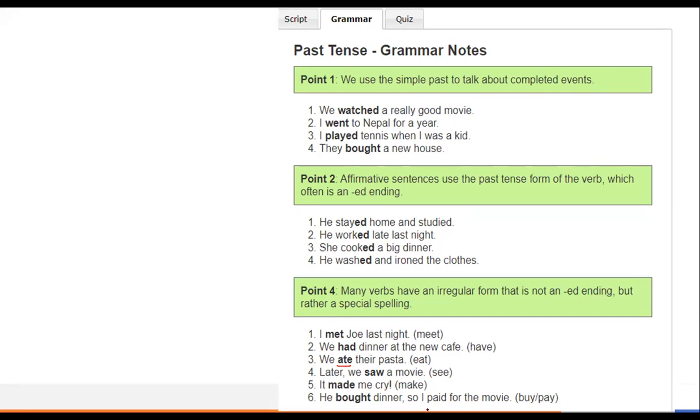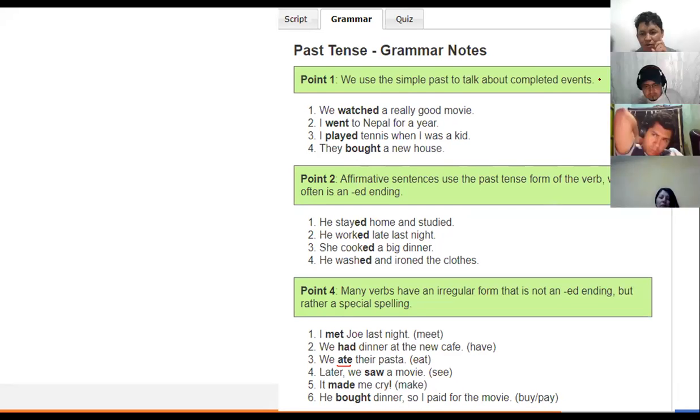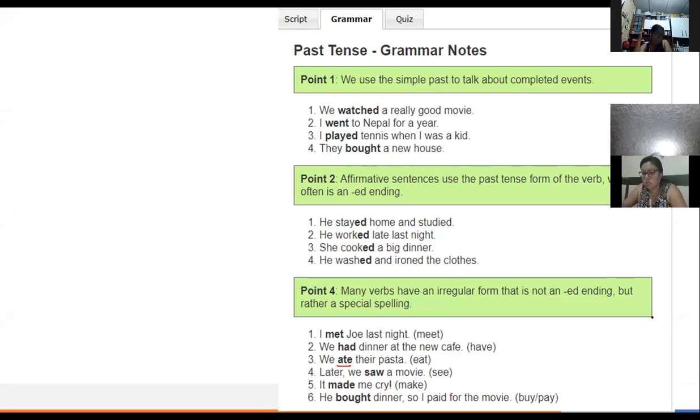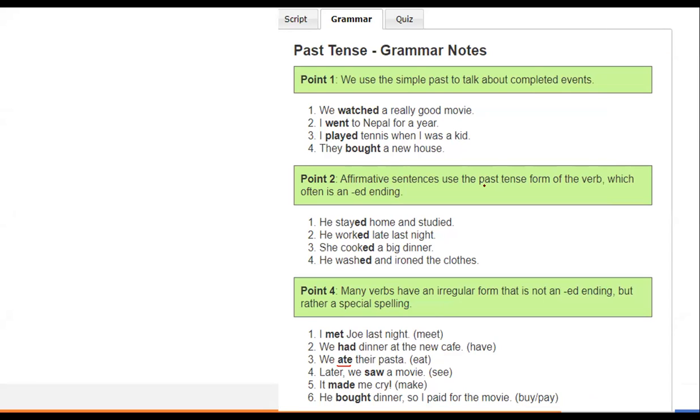Tenemos pay and paid. Esto es pagar en pasado. Pagué o pagaron. Conocí a Joe. Cené en el restaurante. Comí pasta. Miré una película. Me hizo llorar. Compré la cena y pagué por la película. Okay, you're talking about a date, right? Está hablando acerca de una cita. I would say that, right? Yeah, that is a date, right? So those are the things that people do in a date. Yeah, I can see that. Okay.